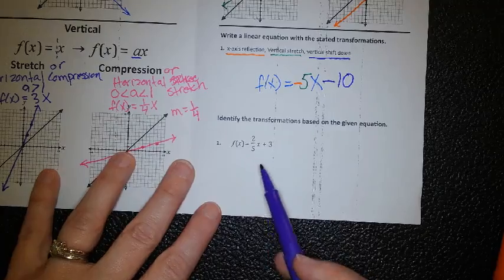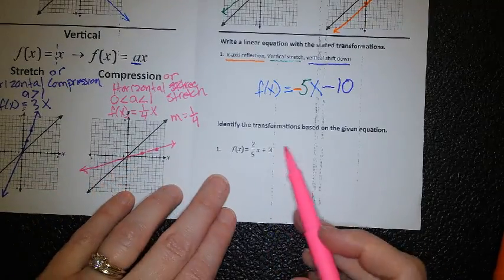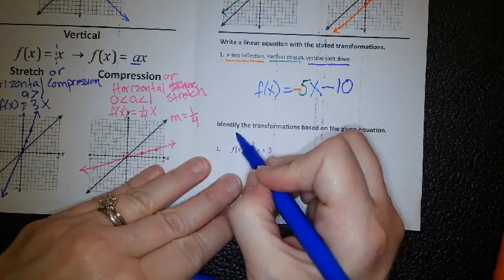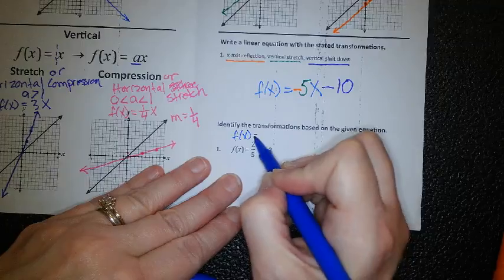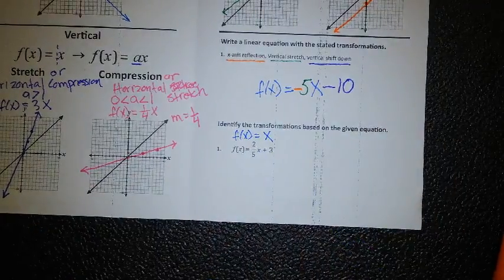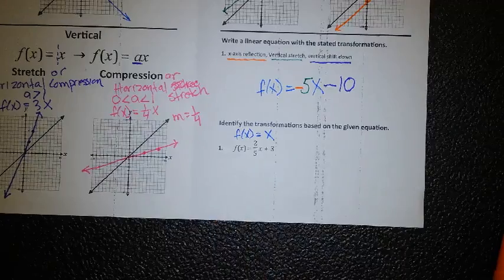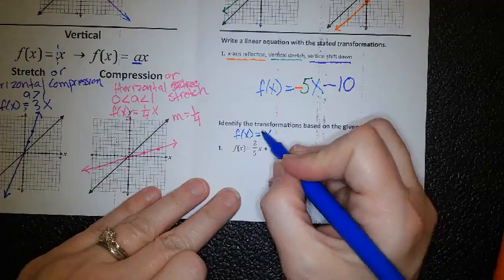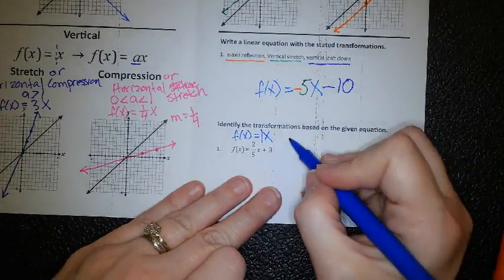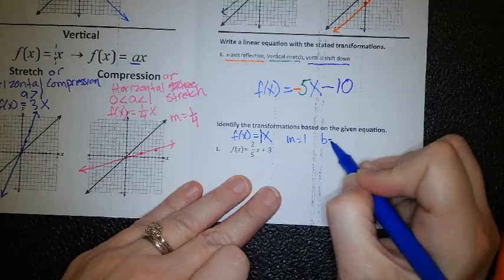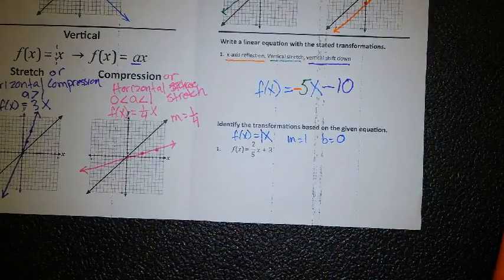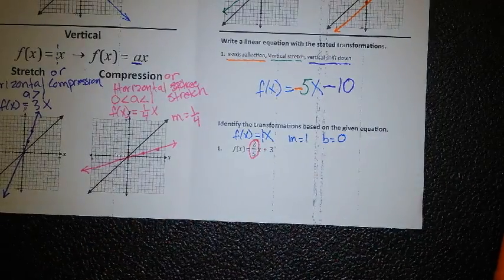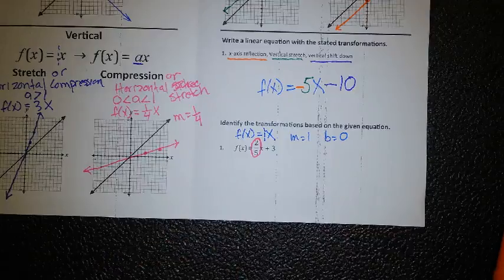So for this problem here, we need to identify the changes, the transformations that have happened to the parent function. So I need to remember that my parent function is f of x equals x. I need to compare this function to the parent function. So I notice in my parent function, my slope is 1. Remember? We have a slope of 1 and a y-intercept of 0 for the parent function. But for this function here, I can look in front of x and I see that my slope is what? Well, it's 2/5. It's the value sitting in front of x.